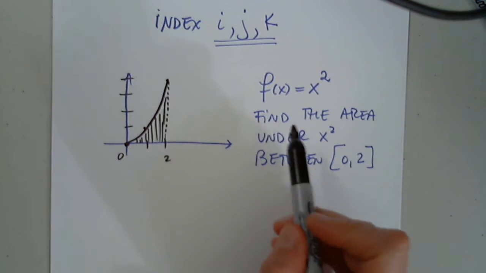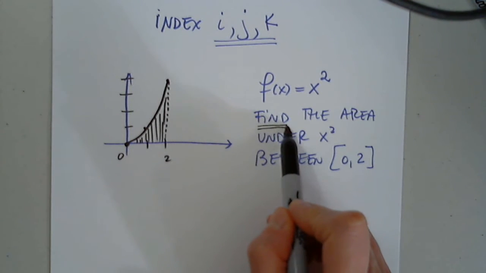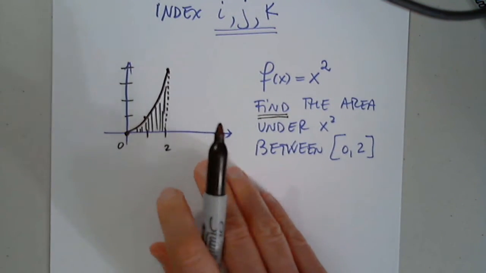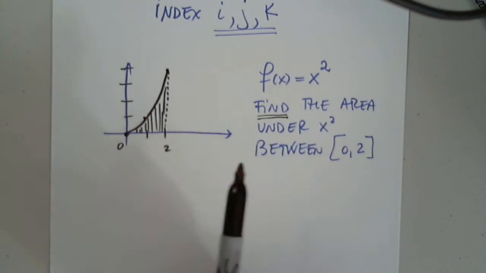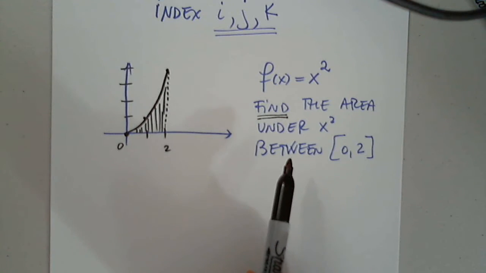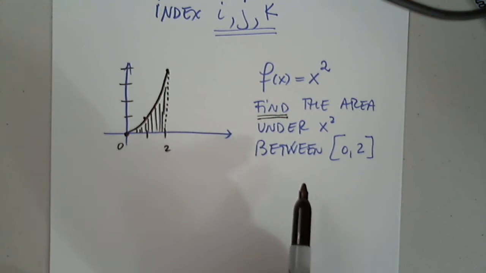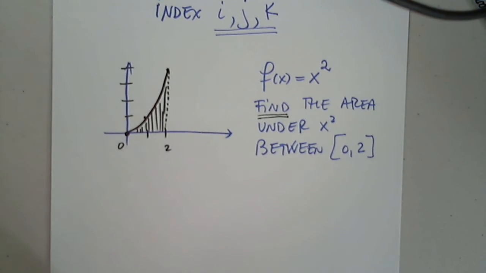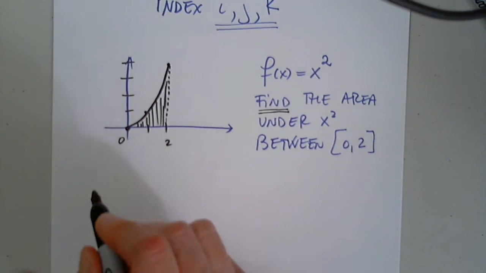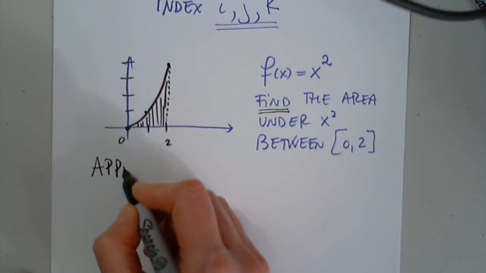At this point, we cannot really find the exact area. We will very soon. By next week, a week from today, we will be able to find the exact area. Right now, we are happy with approximations.